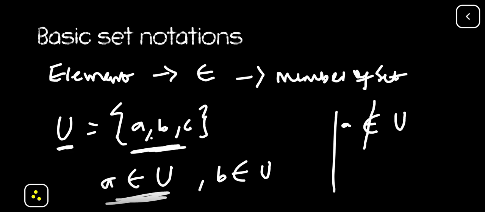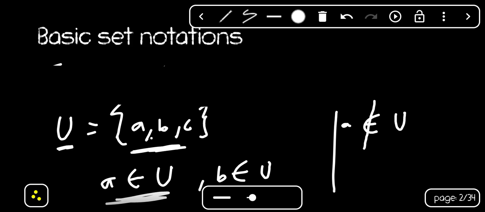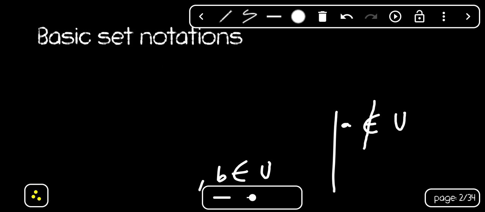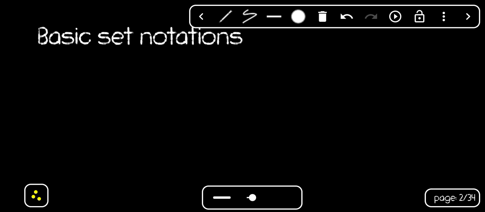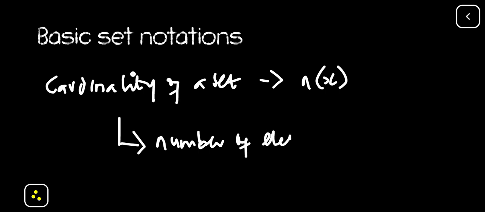Okay, all right. Now another set notation you should know is called the cardinality of a set. Mostly the symbol you see is n of x. Majorly it involves the number of elements in a set. So you can say it's the number of elements in a set. Okay? So that is the cardinality of a set.